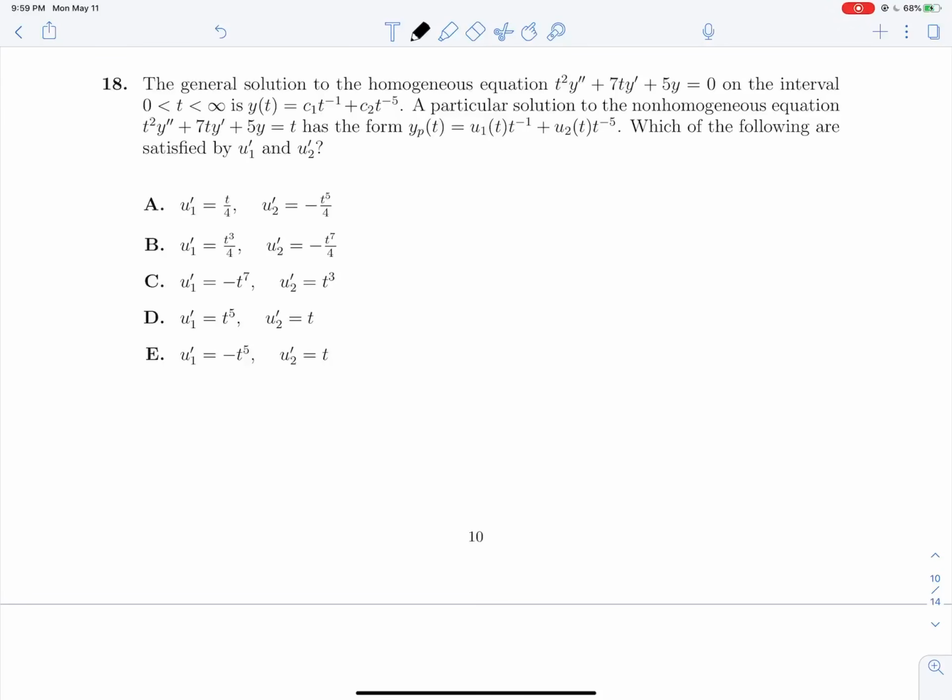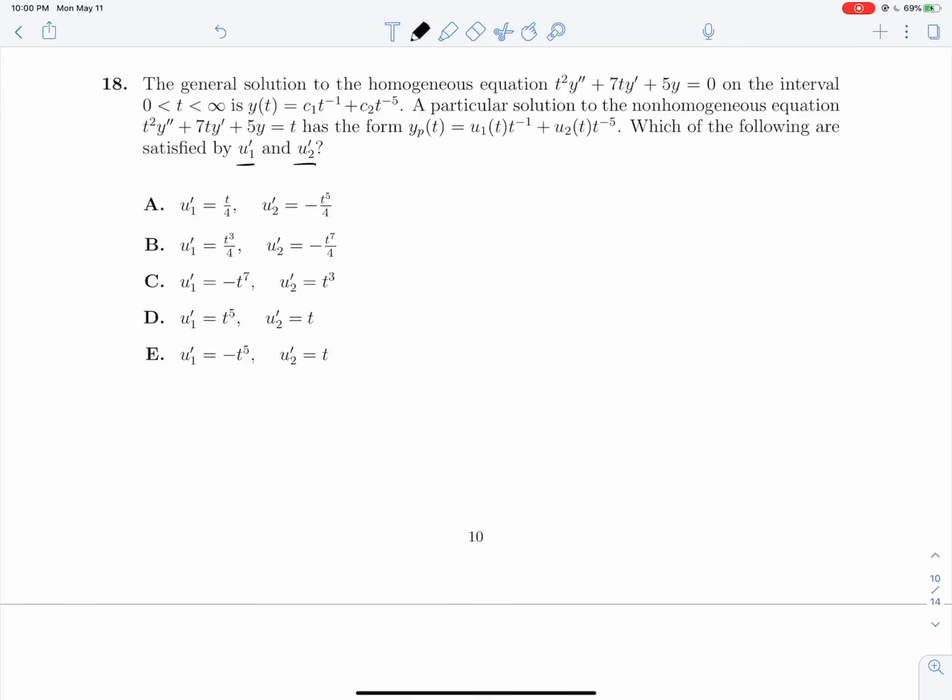Okay, variation of parameters. The general solution to this homogeneous equation on that interval is given there. We're trying to find some very particular things here. We're finding u1 prime and u2 prime, where u1 of t is the thing multiplied by t to the -1st power, and likewise for u2. So we need to write out the entire equation for variation of parameters, and you'll be able to see how this question is actually a lot easier than most of the variation of parameters questions that they can throw at us.